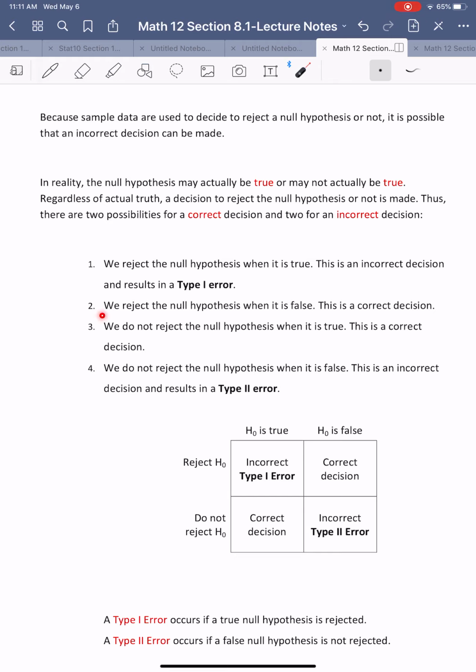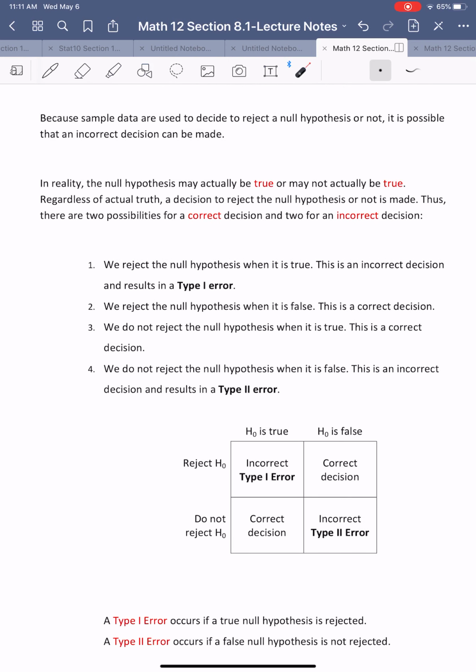Number two, reject the null hypothesis when it is false, and that's a correct decision. We do not reject the null hypothesis when it is true. This is a correct decision too. And then we do not reject the null hypothesis even though it is false, so it is an incorrect decision. This is the type 2 error. This is a box to show you the four cases. A type 1 error occurs if a true null hypothesis is rejected, and a type 2 error occurs if a false null hypothesis is not rejected.